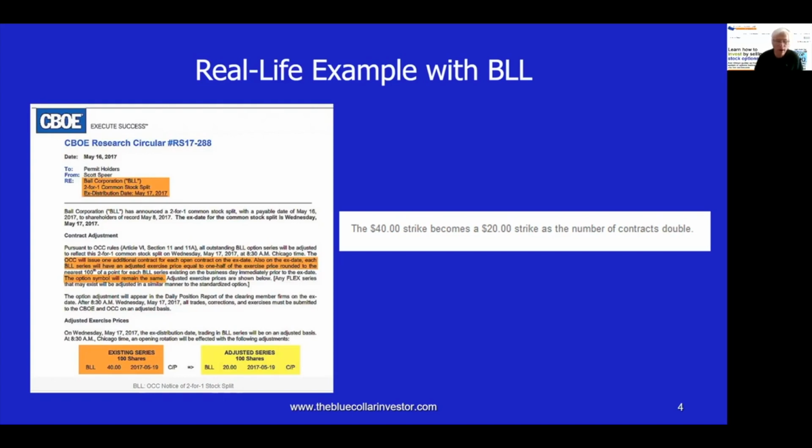So we have twice as many contracts at half the strike price. So for those of you watching, at the bottom of the screenshot, what it tells us is that the existing $40 strike price for BLL will become now a $20 strike price. But the number of contracts double, so once again, we are made whole. And that's a typical way that an even stock split will be handled by the Options Clearing Corporation.